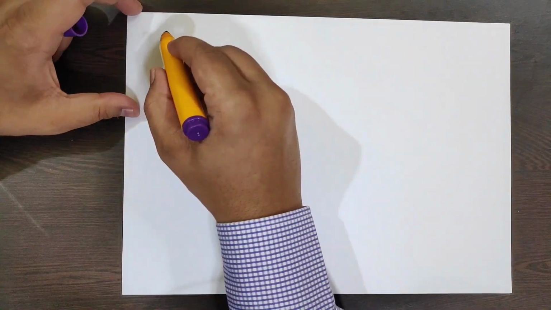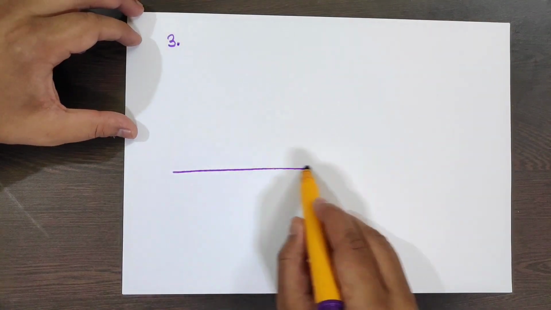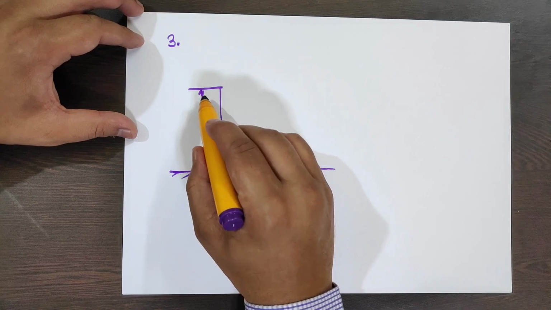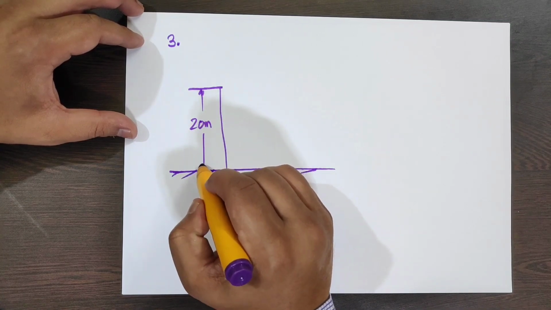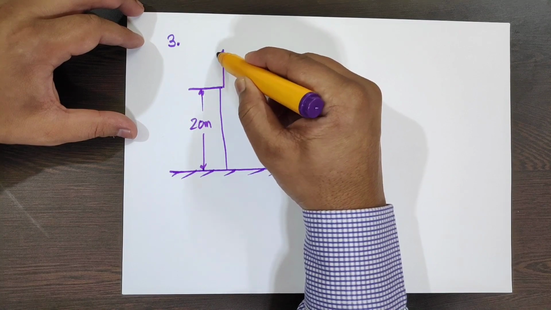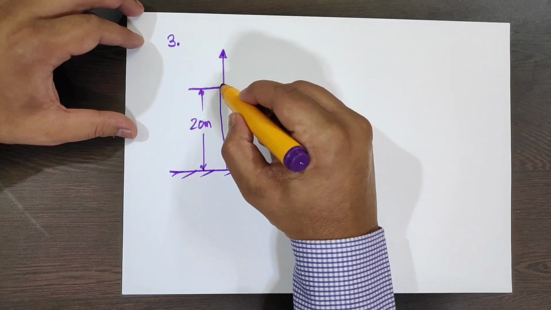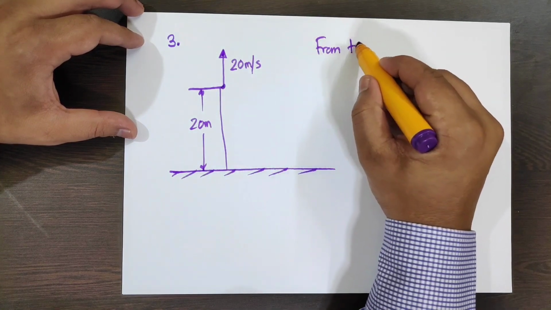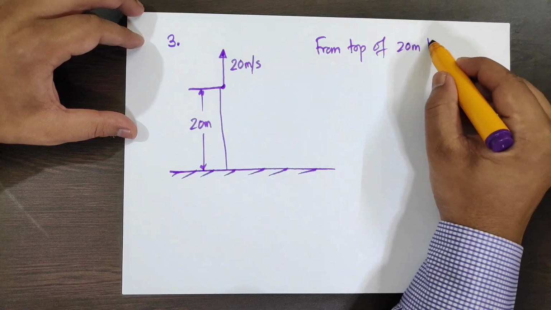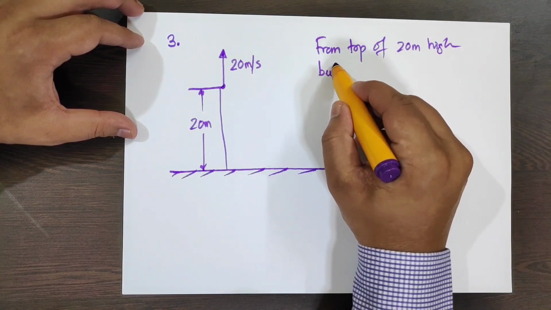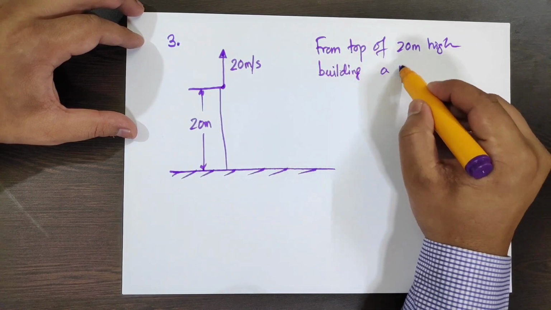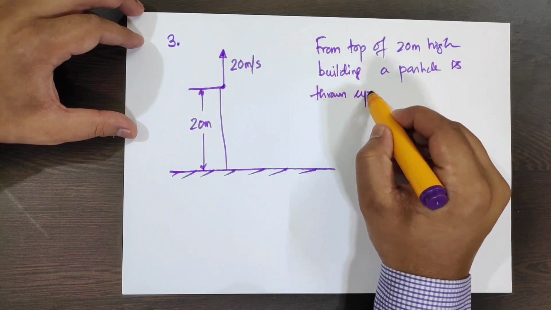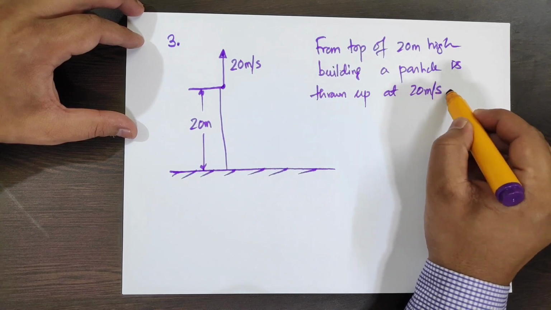Problem number 2. Then problem number 3. See, here you have a building of height say 20 meter, and from the top of this building a particle is thrown up at say 20 meter per second. So from the top of a 20 meter high building, a particle is thrown up at 20 meter per second.